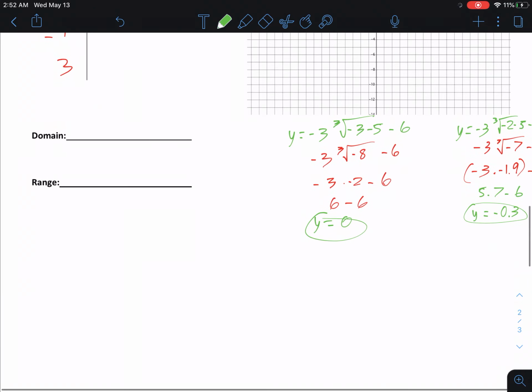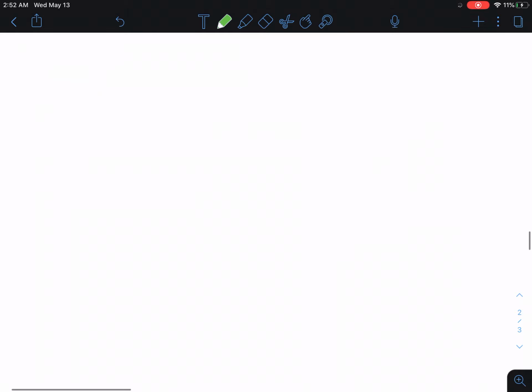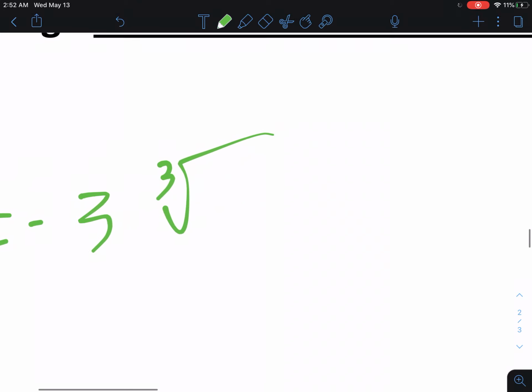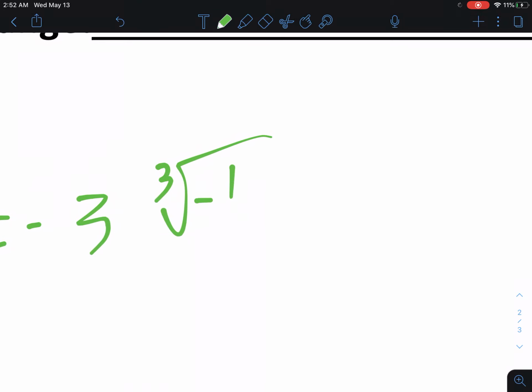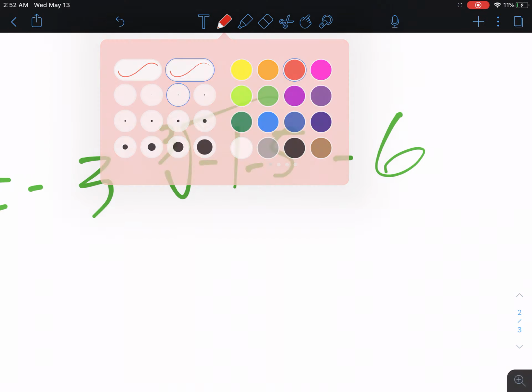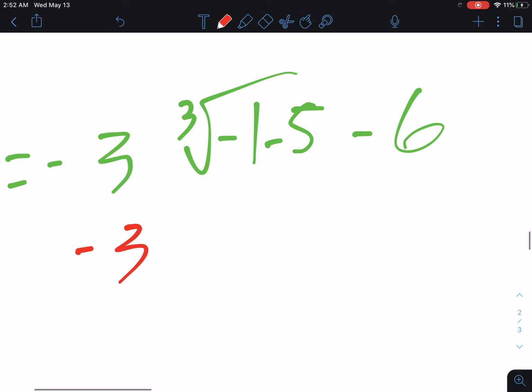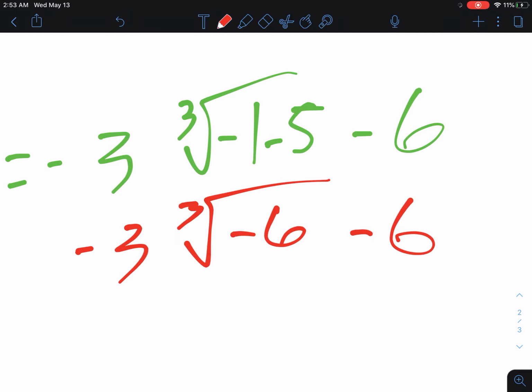Now for our next equation, where x equals negative 1, we will rewrite it again. And it would be y equals negative 3 to the square root negative 1 minus 5 to the third minus 6. And it's negative 1 again because we replaced that for x. Then we drop down the negative 3 to the square root of negative 6, because negative 1 minus 5 is negative 6, to the third minus 6.